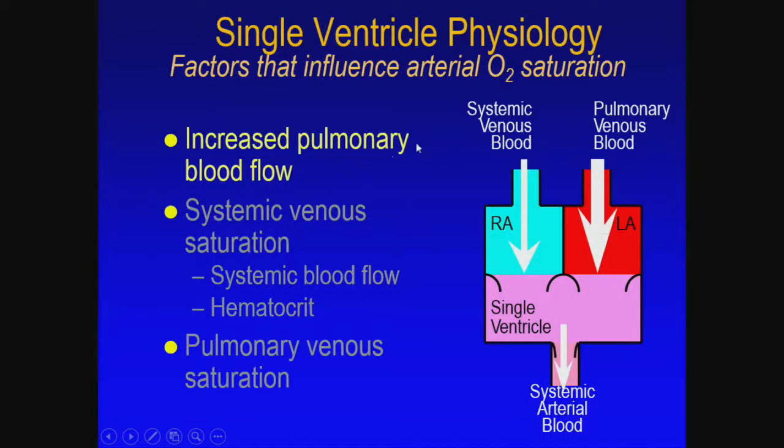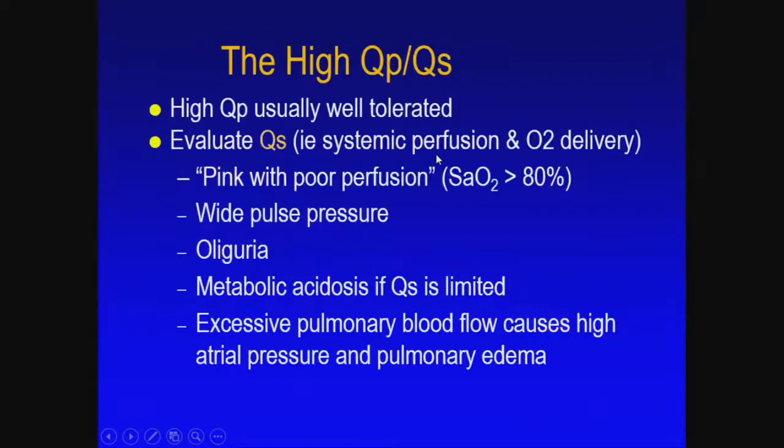So how do you increase pulmonary blood flow, or increase QP to QS? If you have high QP to QS, it's usually well tolerated. The patient will be in heart failure, but usually the patient will be saturated and it is well tolerated. Pink with poor perfusion, because there is steal of blood into the pulmonary circuit and there is decreased flow into the systemic circuit. There is wide pulse pressure, oliguria, and metabolic acidosis if it persists. Excessive pulmonary blood flow causes high atrial pressure and pulmonary edema.